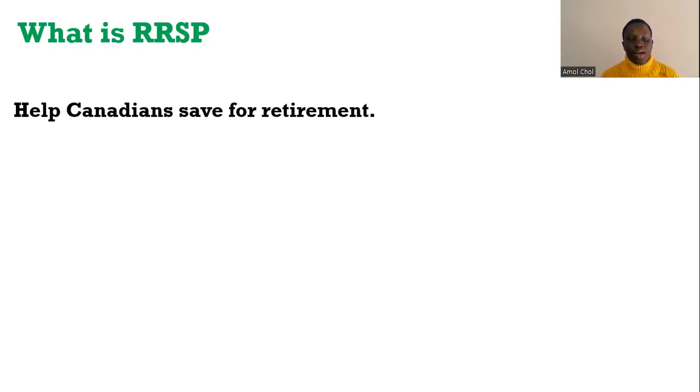If you contribute, you can withdraw money from that account and use it for a down payment without paying taxes if it's your first time buying a house. People also use it to save for long distance learning. Some of the programs qualify you to withdraw money from your RRSP without paying any taxes.